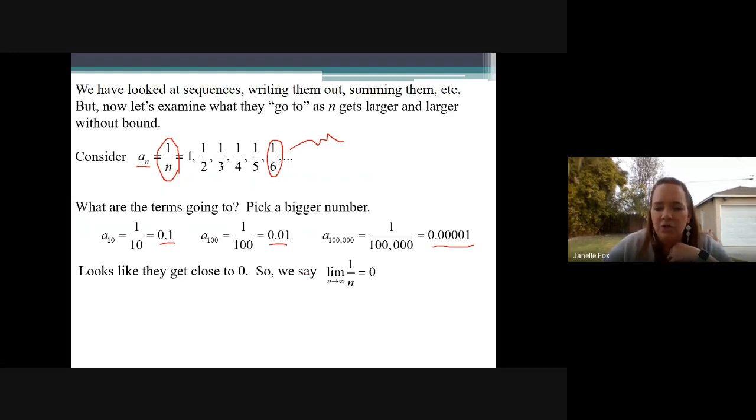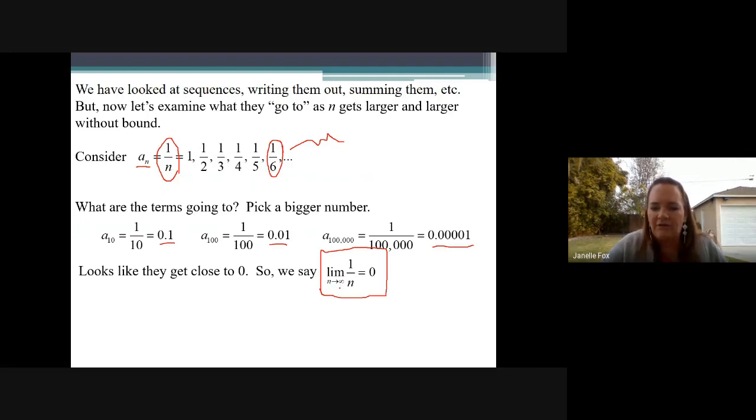So let's talk about this notation that just popped up on the screen. This says the limit. LIM is the shorthand, the abbreviation, kind of like SIN is the abbreviation for sine. So this is the limit, and underneath we say as n approaches infinity.